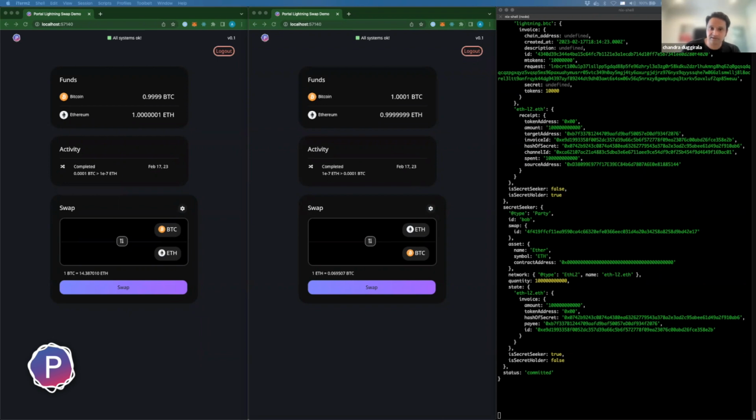Hopefully in the next several weeks we can demo the submarine swaps. Yeah, I'm working on submarine swaps. That's the term for on-chain to Lightning swaps? On-chain to Lightning, exactly. And you can do normal and reverse. Awesome. Makes sense.